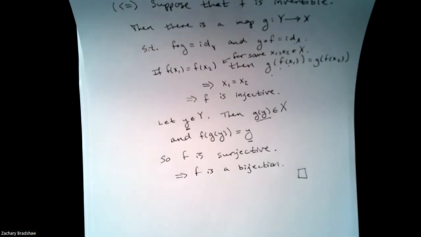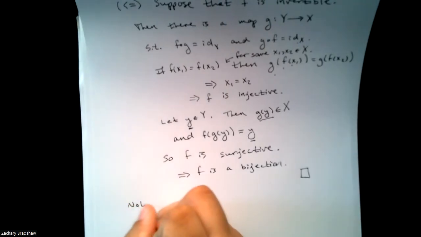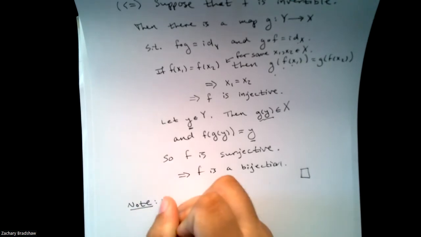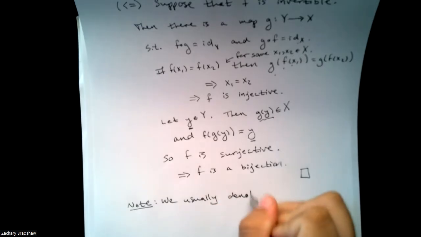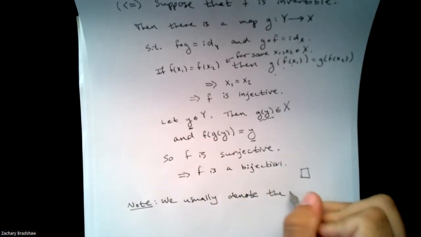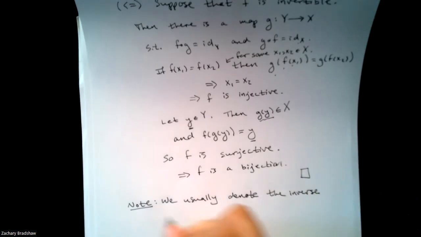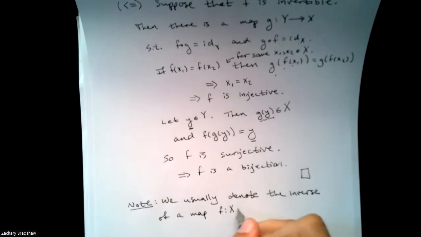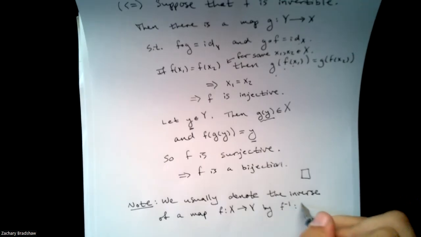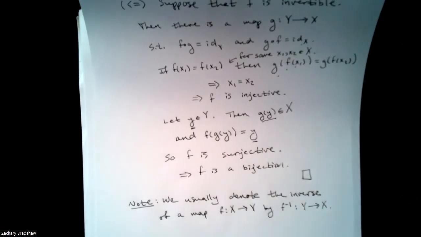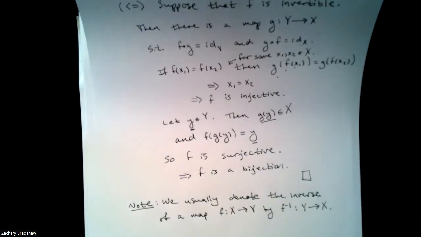Okay, so just a quick note. We usually denote the inverse of a map f from x to y by f inverse from y to x. Okay, so this f with the -1 in the exponent.